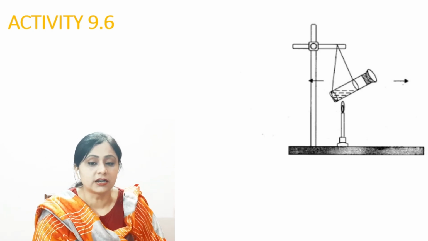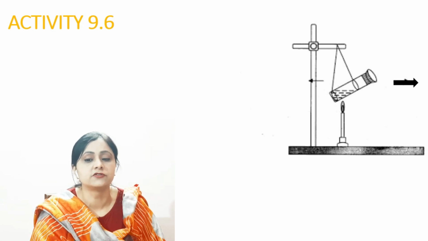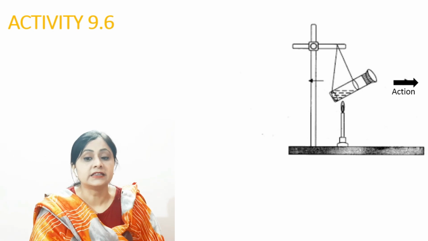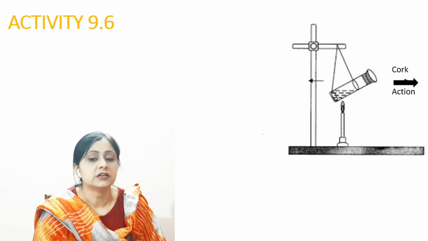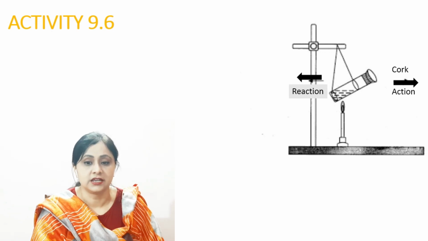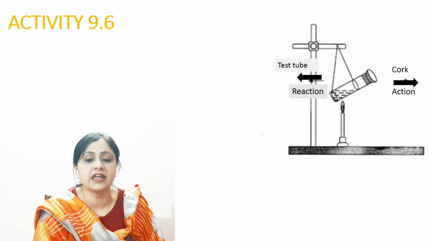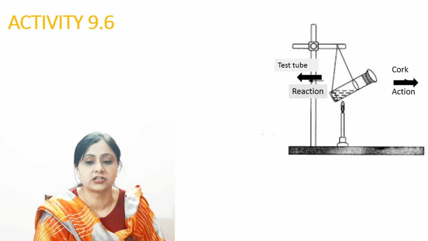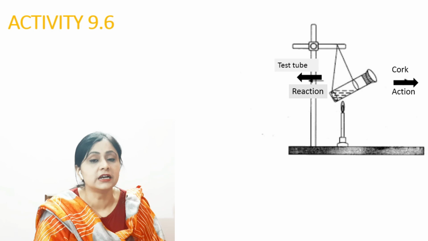So whatever force the water vapor is applying on the cork, what is that force called? That force is called action, and that is applied on the cork. So when the test tube is applying force on the cork, the cork will also apply force on the test tube. What is that force called? That force is called reaction, and that will be exerted on the test tube. It means for every action there is equal and opposite reaction. So the test tube was applying force on the cork, and the cork was applying force on the test tube.